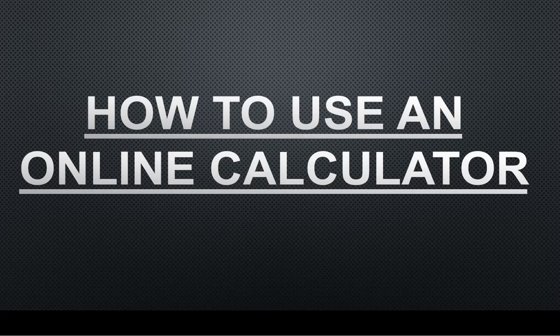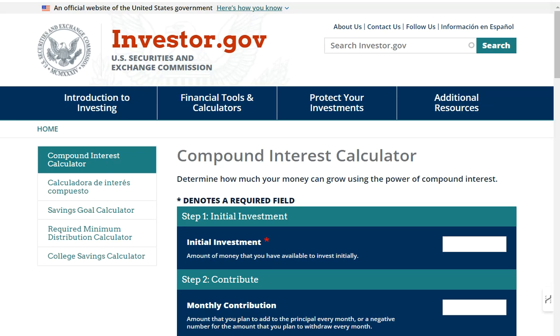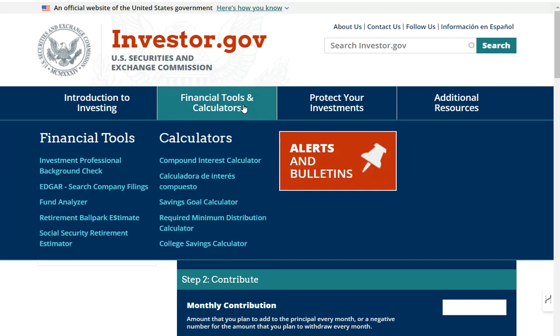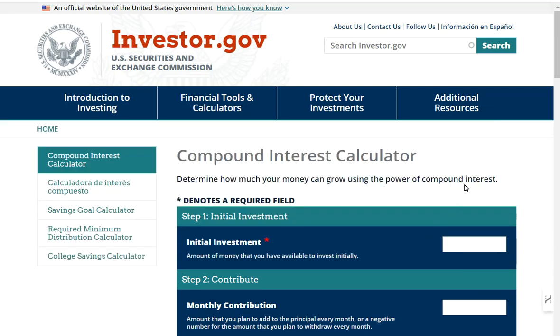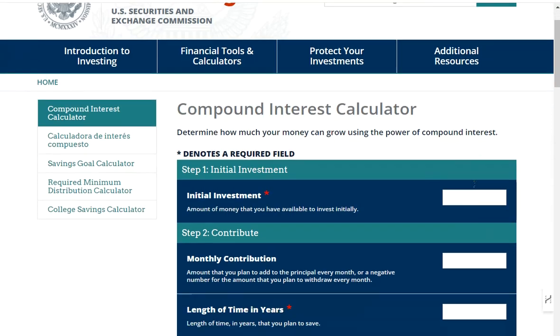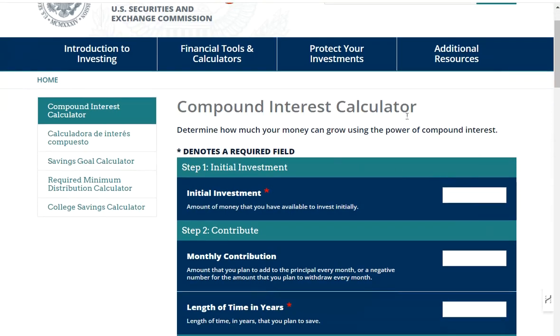Now, how to use an online calculator for compound interest. So we are going to use this online calculator. This one is from the United States government. The website address is investor.gov. So when you come to this site, you go to financial tools and calculators, and then you click on the compound interest calculator, and then you have this page. All right, now it's a compound interest calculator.